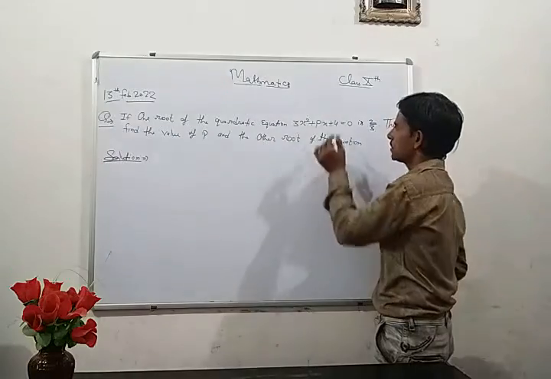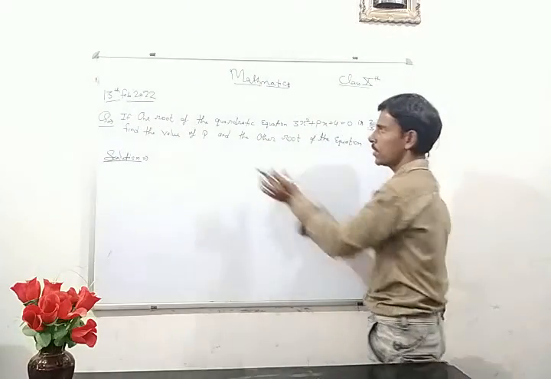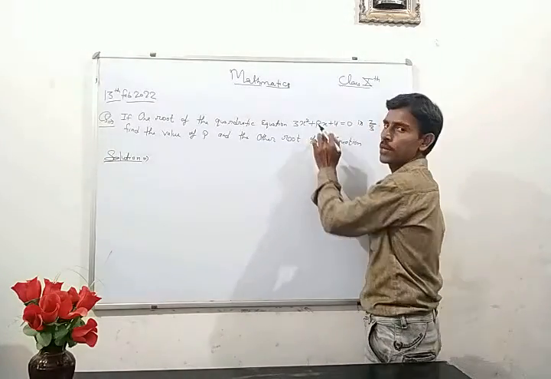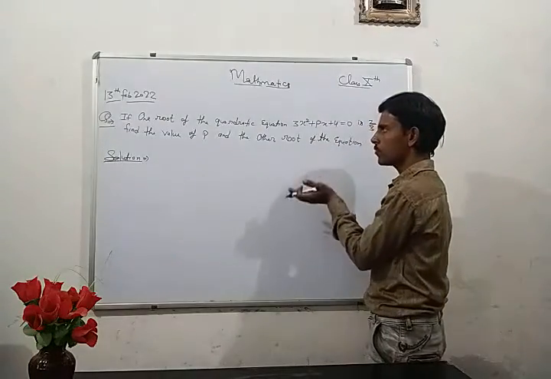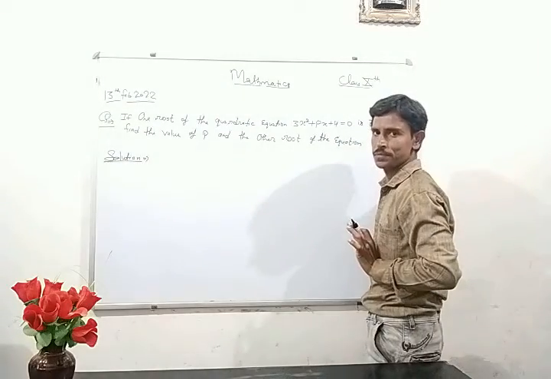There is a quadratic equation given to us and its root is this. After that, we have to find the value of p, and we also have to find the other root of the quadratic equation. So this is our question.